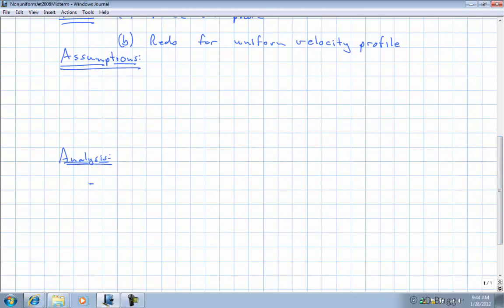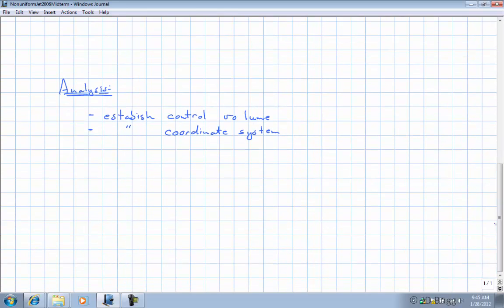So let me make notes about that down here. Establish control volume. And that's done on the diagram. And establish a coordinate system. And that's also done on the diagram. So now we can begin with our conservation of linear momentum equation.